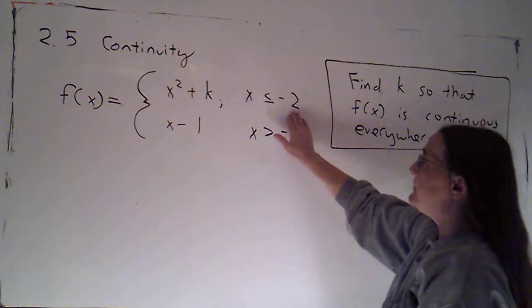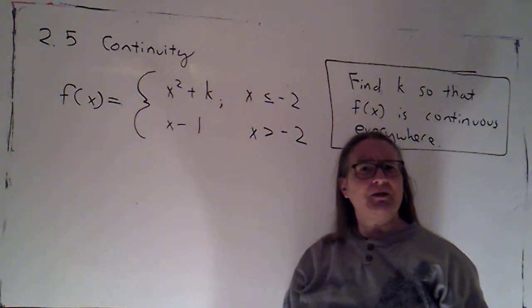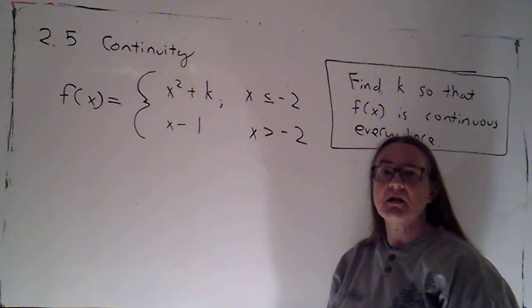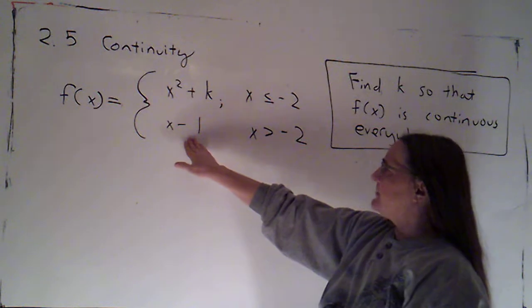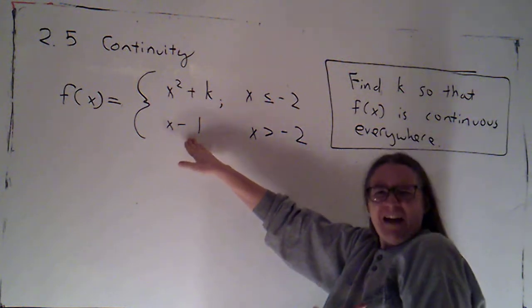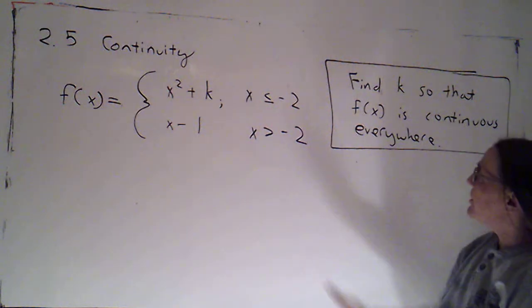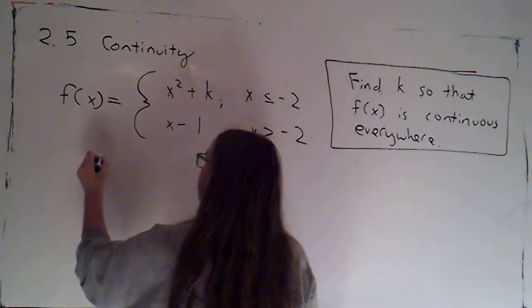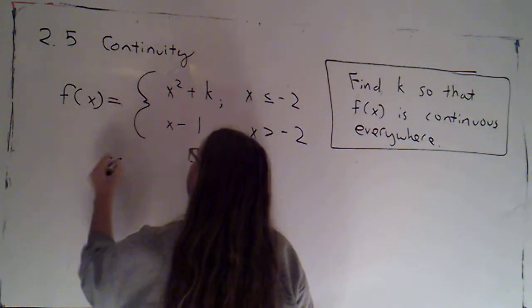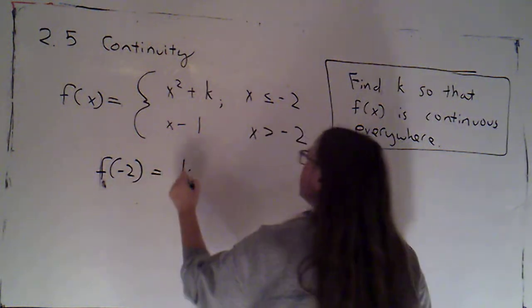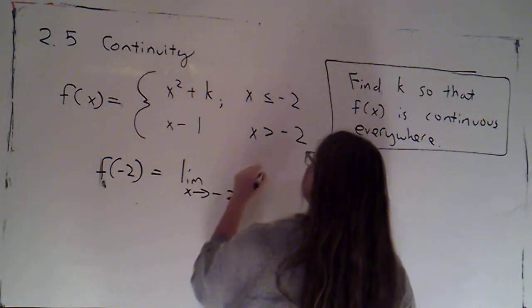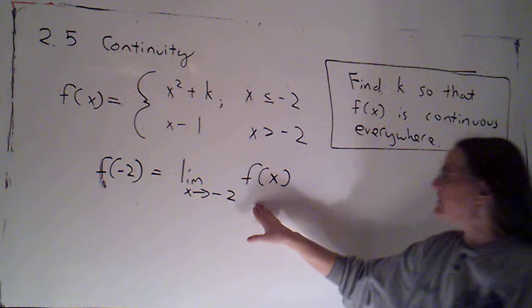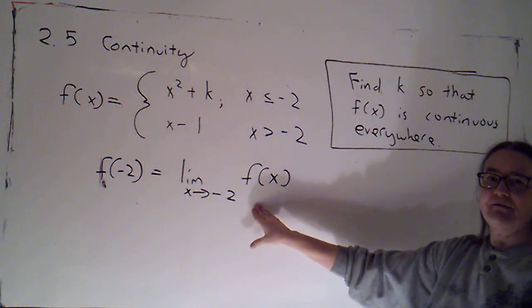Now, to the left of negative 2, it's going to be continuous because x squared plus k, for any constant k, is just a polynomial, and we know that polynomials are continuous. To the right of negative 2, it's x minus 1. That's a linear function, and lines are continuous. What I have to worry about is what happens at negative 2. So if this is going to be continuous at negative 2, I need that f of negative 2 is equal to the limit as x approaches negative 2 of f of x. That what I get at negative 2 is equal to what I expect at negative 2.